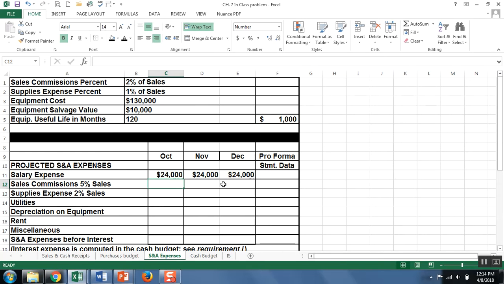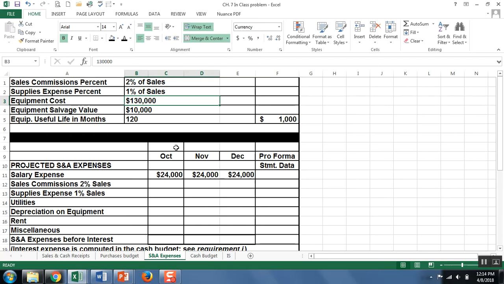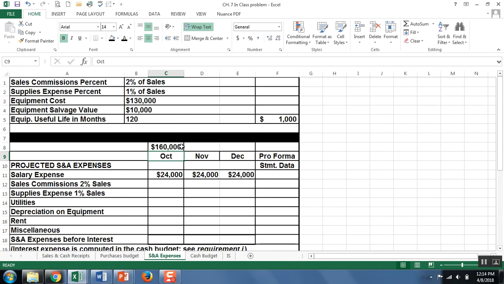All right. So sales commission is 2% of sales, and our supplies is 1% of sales. So I'm going to put in our sales amount again from our sales budget. So you can see that we rely on our sales budget a lot. So that's why we do that first. All right, they gave us the salary expense is going to be $24,000 a month. Our sales commission is 2% of sales times 2%. Our supplies equals 1%. So that's for each month.